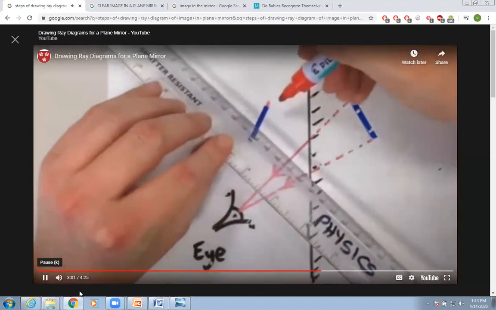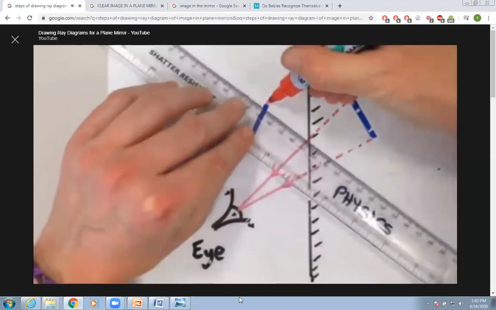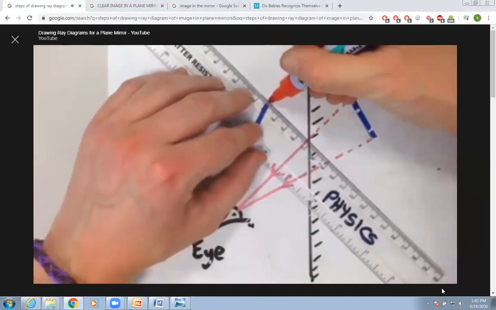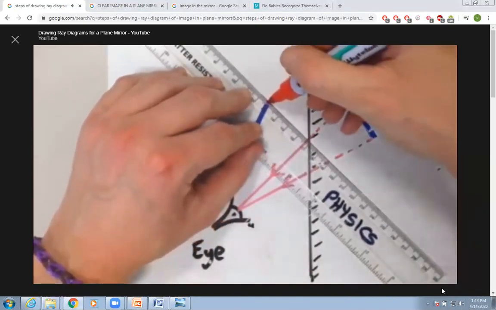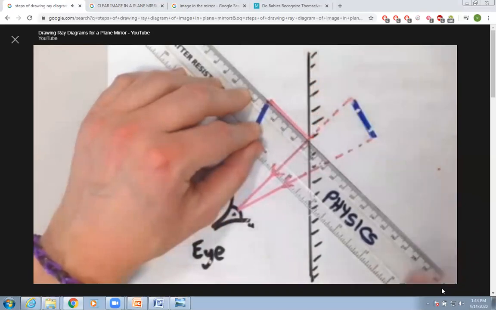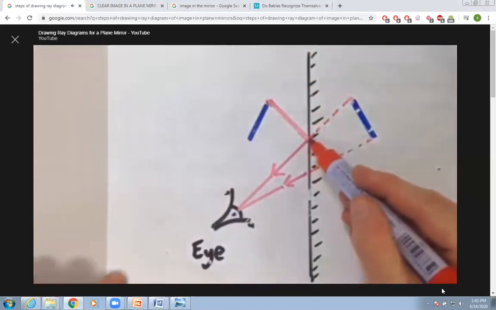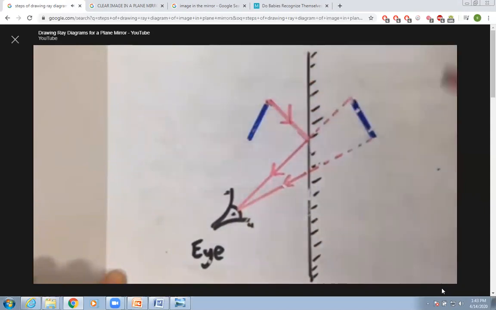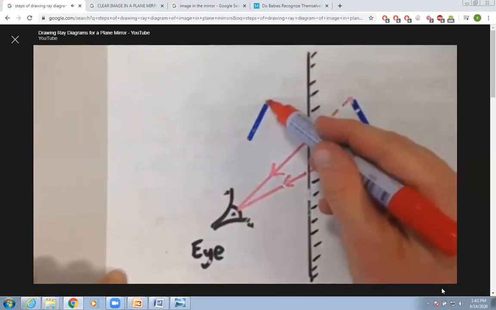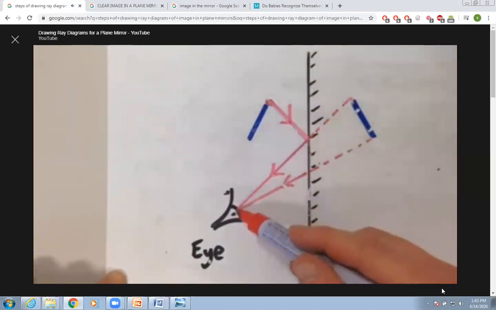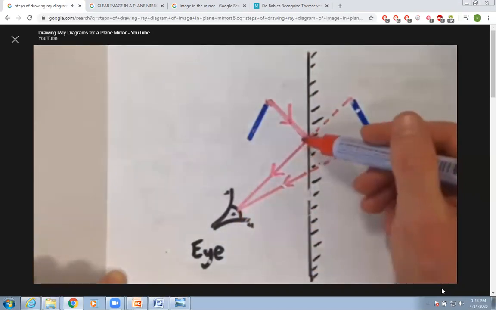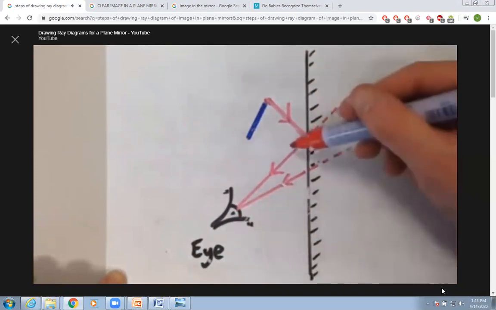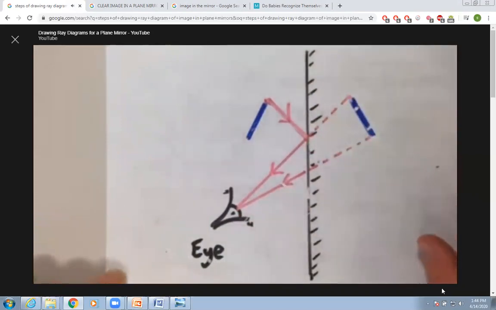Firstly, we'll draw a line to represent a ray of light coming from the top of the candle and hitting the mirror and going into the observer's eye, and that must hit the mirror at the same point as this ray of light emerges. So now what we've got is a ray of light that has come from the top of the candle, it's bounced off the mirror into the observer's eye, and if you were to draw a normal line here and measure your angle of incidence and your angle of reflection, you would find that they are equal.